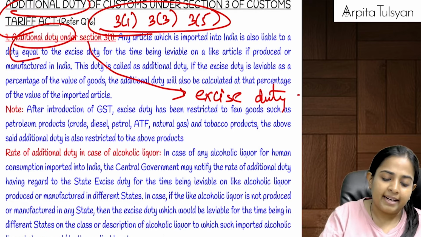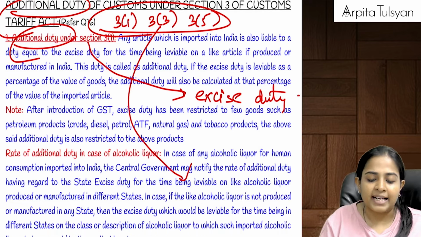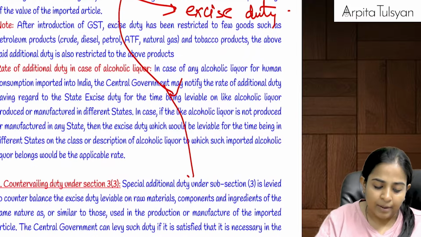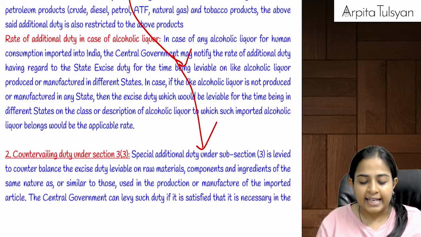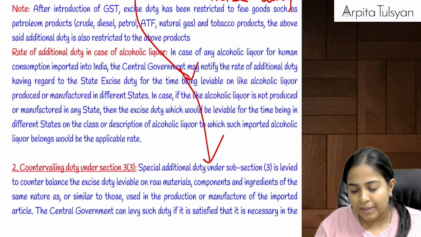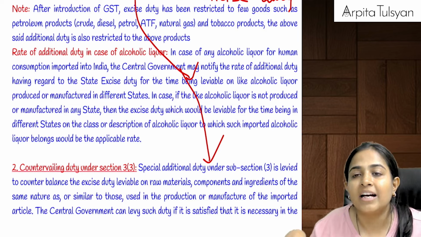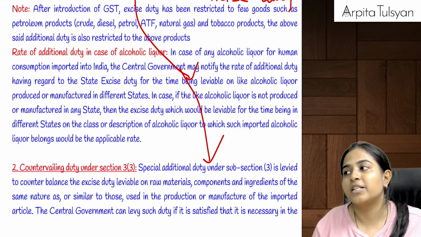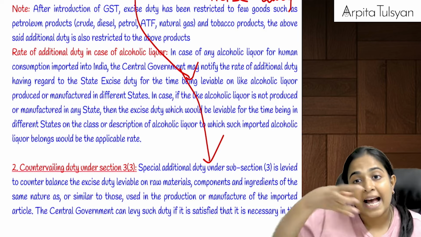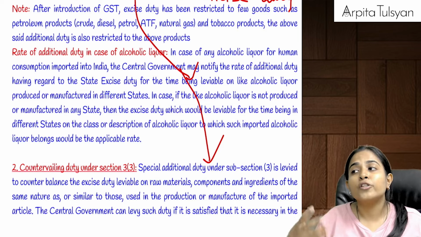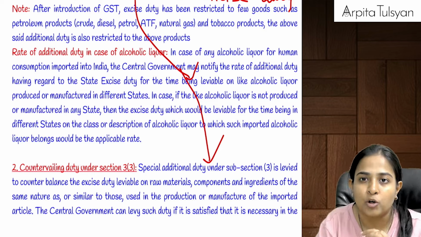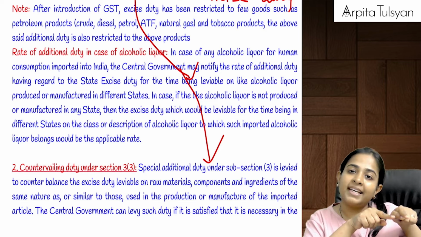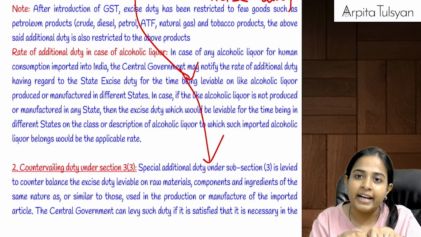Okay, then going on to the next similar section, that is your section number 3.3. This is your countervailing special additional duty. So here they are telling that sometimes it can so happen that you are purchasing a raw material. Let's say petroleum is purchased as your raw material because you want to make some grease out of it or you want to make some lubricant oil out of it. So can we say that raw material would have suffered excise here in India?